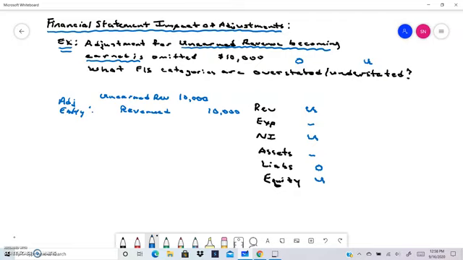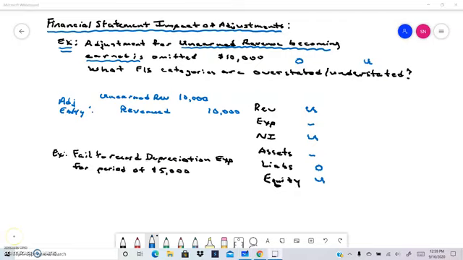So let's take a look at another quick example. In this example, we failed to record depreciation expense for the period of $5,000. So let's take a look at that. We'll call this example 1 and this example 2. So over here, this is 1, and we'll take a look at what's the effect of example 2. So here, again, first thing, let's take a look. What would that adjusting entry have been had we made it?